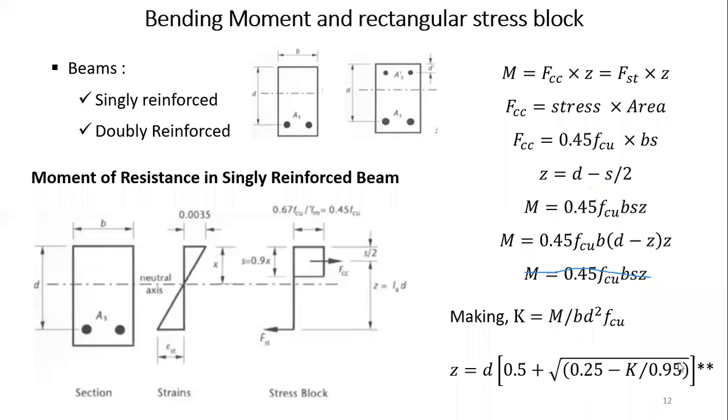This equation is very, very important. We use this equation to determine the lever arm. And the value of K is determined from this relationship: moment over BD squared FCU. FCU is the characteristic strength of concrete.